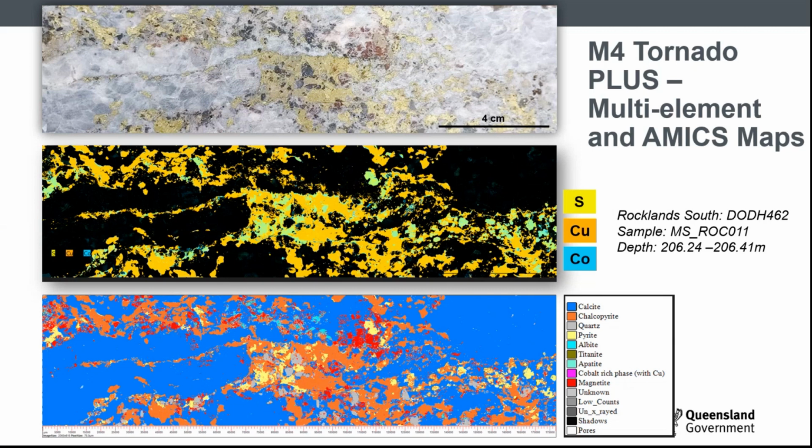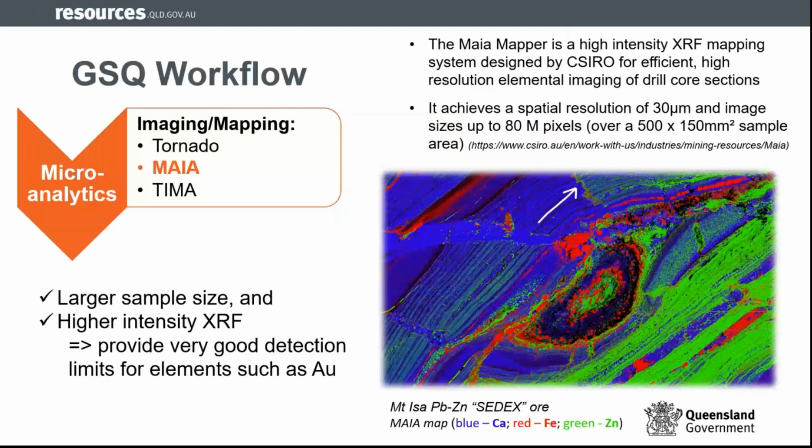This instrument also enables us to get these AMICS maps for the distribution of the different mineral phases. Very useful, particularly on this scale, when you take half of the core and have this information available. Another tool Vlad already emphasized for detailed work is the detailed maps we can get from the Maia Mapper instrument.